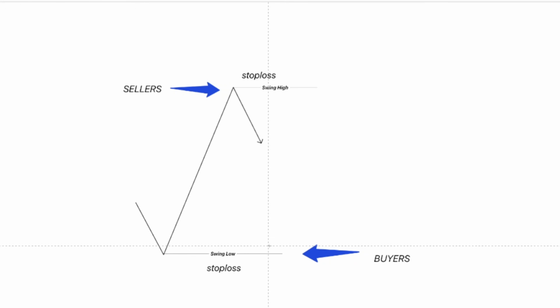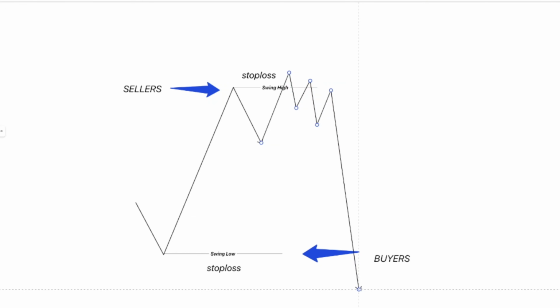Now, what is going to happen for the sellers or for the buyers? This is what is going to happen. The market might come and do this. It takes their stop losses, and then after taking the stop losses, the market changes direction like this, and then the market drops, which is the same thing that can still happen to the buyers around here.